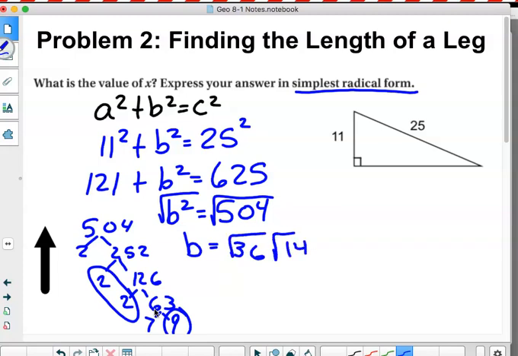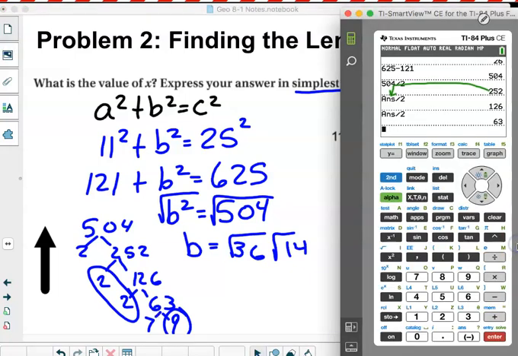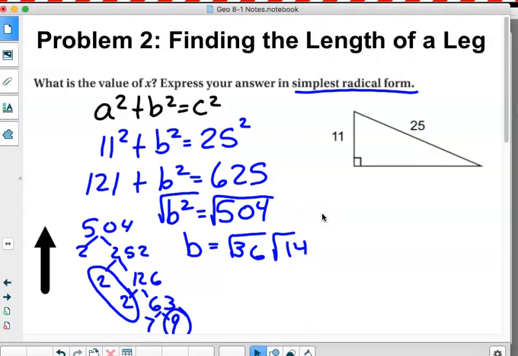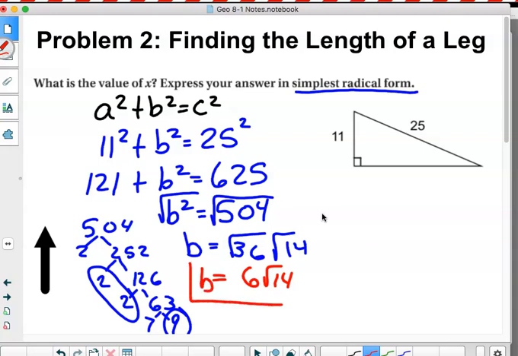Now we're going to check this just to make sure I'm not wrong. I got 36 times 14, and that is 504. So 36 is the largest perfect square factor of 504. So I have, as my answer, 6 square root of 14. Six square root of 14 is the length of my leg.